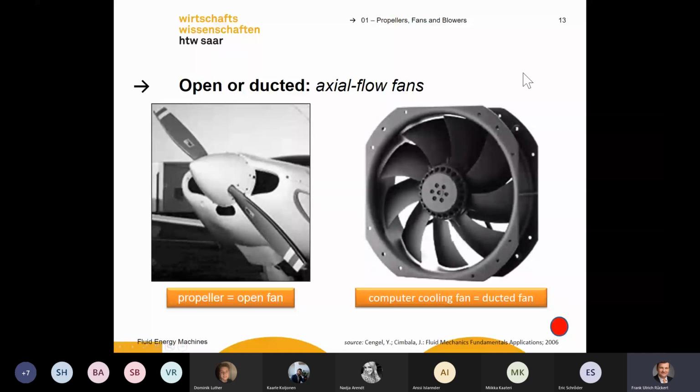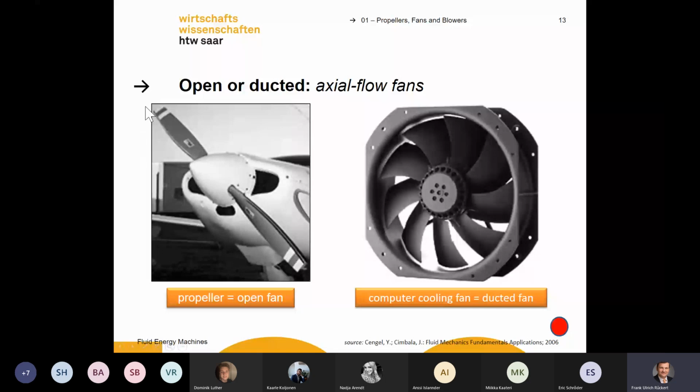I think you all know fans. You all know the propeller of an airplane, and you all know this kind of fan, a computer fan or a fan for electric facilities, and you know it rotates. It will raise the fluid flow of the air. But if you look closely at the pictures, you see a big difference.